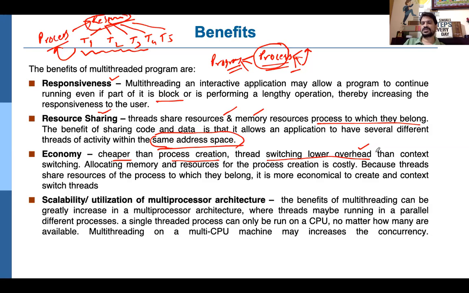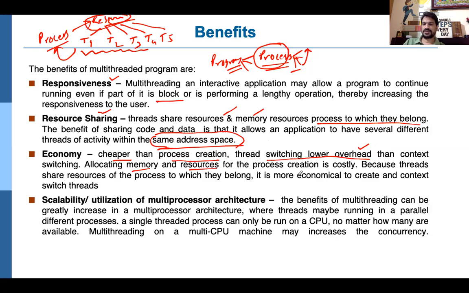Because most of the things are shared between the threads, and these are all lightweight processes, the overhead will become very less. Allocating memory and resources for process creation is costly, because when we talk about a process, memory will be created and resources will be allocated. But here, memory and resources are shared.